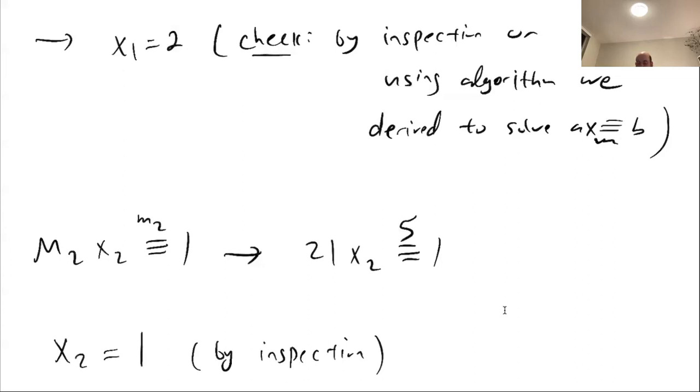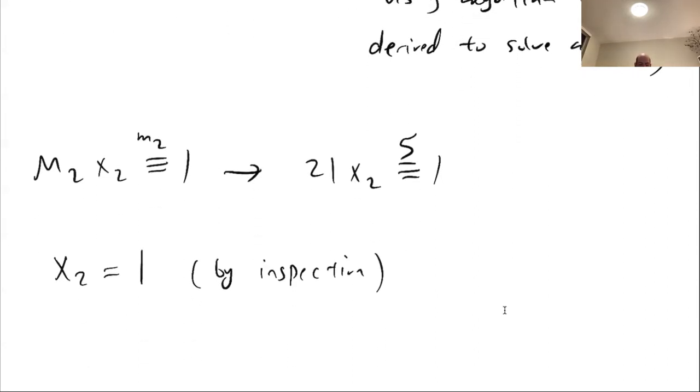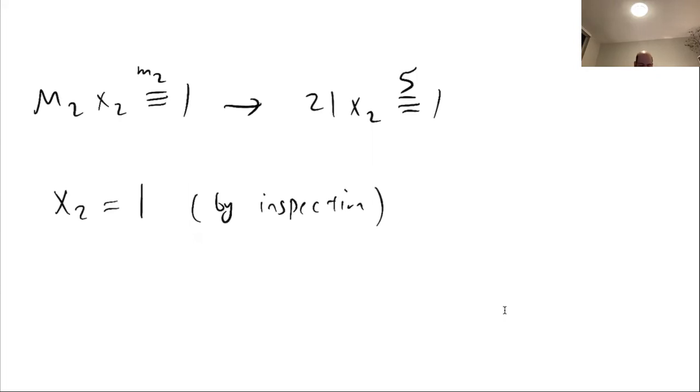So as I said, if it's easy to guess and the question is not asking you to use an algorithm to solve the congruence, then you can guess. 21 times 1 is 21, which is 1 mod 5. So this one was very easy to guess. So you can say by guess or by inspection.